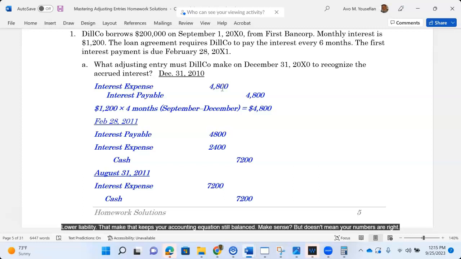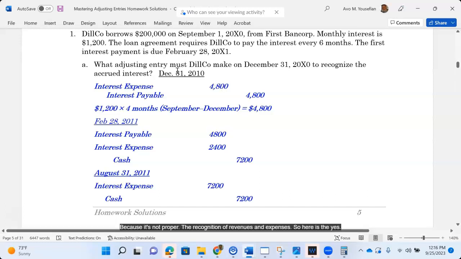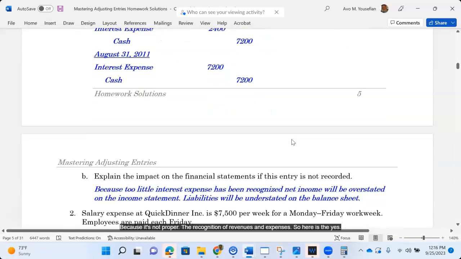Make sense? But that doesn't mean your numbers are right. Your numbers are just nonsense. Even though your equation is equal, your numbers are useless because it's not proper recognition of revenues and expenses. So here is the answer.